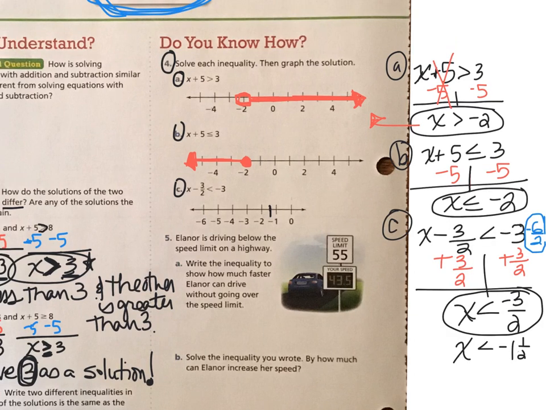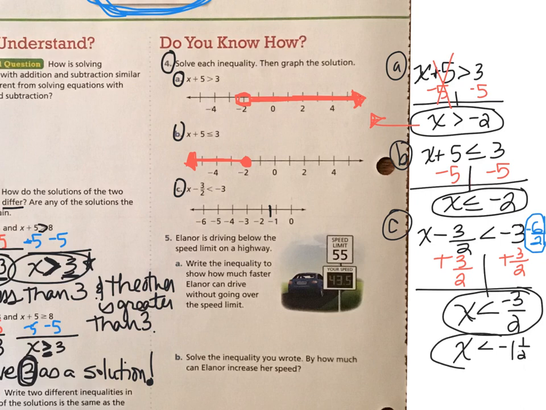Now I want you to pause the video as you're checking your work on letter C. You have to add the 3/2 to both sides, but in order to do that on the right side of your inequality, you have to get a common denominator. -3 is the whole number, which means you need to change that into a fraction with a denominator of 2. So -3 is the same as -6/2. Once I've done that, I can now add my numerators. -6 plus 3 is a -3, and the denominator is still 2 for halves.